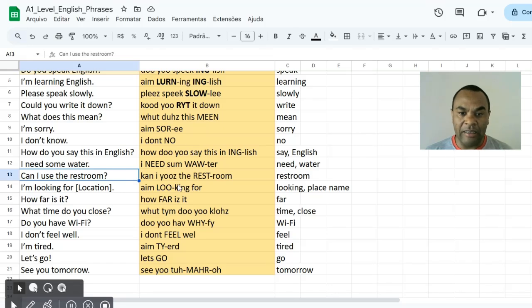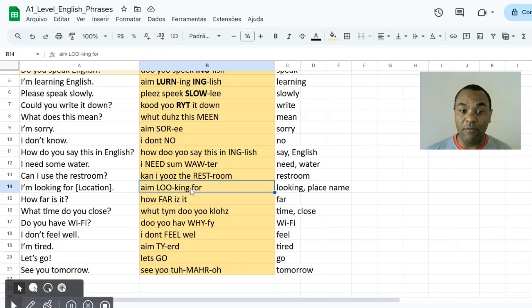13. Can I use the restroom? Eu posso usar o banheiro? Can I use the restroom? Stress the word restroom here.